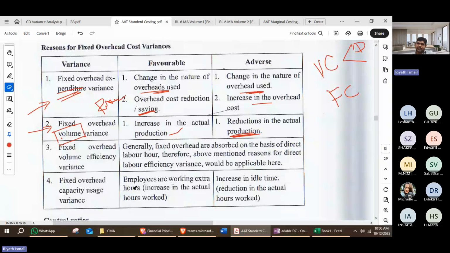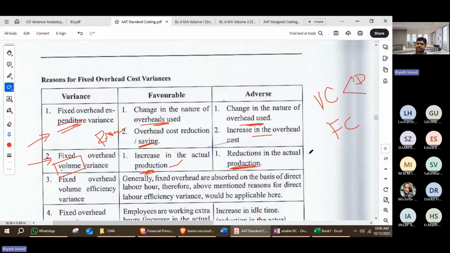For fixed overhead volume variance, an increase in the actual production is favorable, or for adverse, a reduction in the actual production. This is the same logic here.